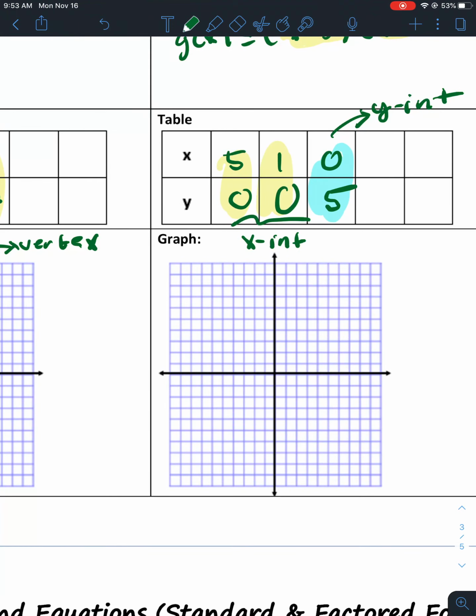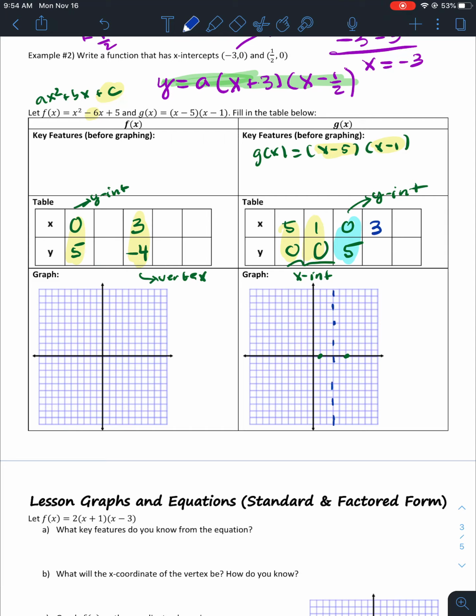Now the question is, can we find anything else? I kind of want to show you something. If I plot (1, 0) and (5, 0), those are my x-intercepts. And if you remember from the last lesson, our axis of symmetry always happens halfway in between our two x-intercepts. So here we know that our vertex happens at 3. We didn't even have to use a formula to find that, because we just know it happens halfway. So all I have to do now is substitute 3, and you get negative 2 times 2, which is negative 4.